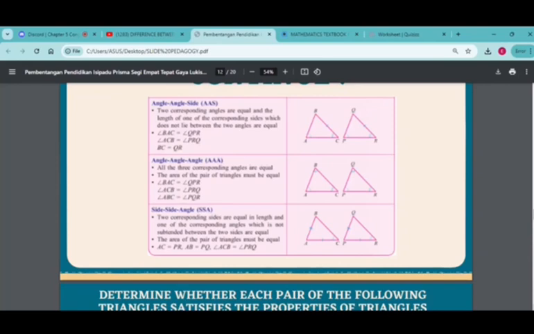The areas of the pair of triangles must be equal. This means AC equal to PR, AB equal to PQ, ACB equal to PRQ.